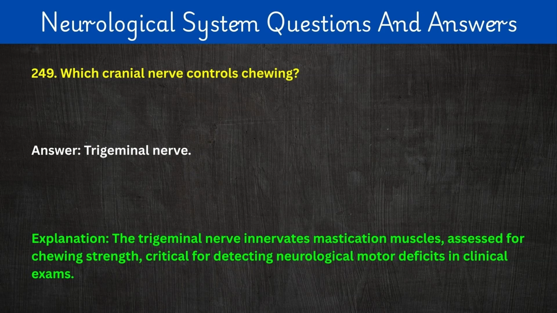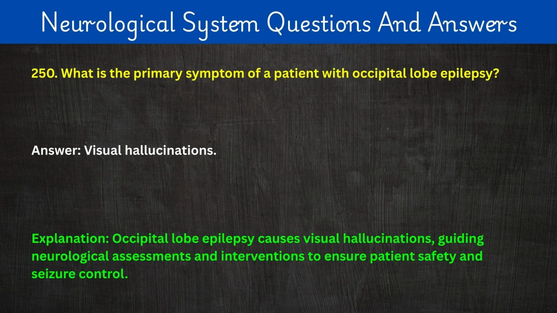250. What is the primary symptom of a patient with occipital lobe epilepsy? Answer: visual hallucinations. Explanation: occipital lobe epilepsy causes visual hallucinations, guiding neurological assessments and interventions to ensure patient safety and seizure control.